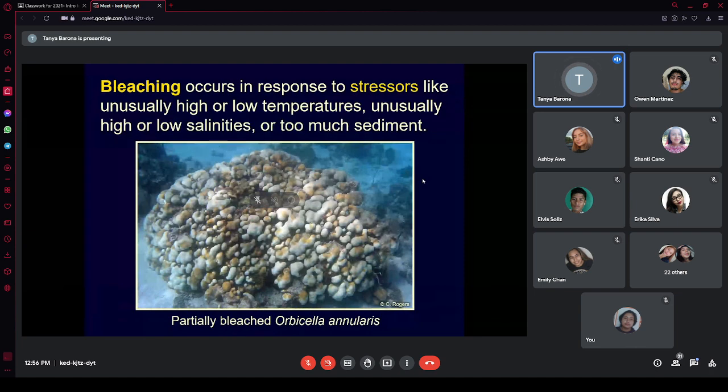Bleaching occurs when conditions are not favorable for the zooxanthellae or the algae anymore, so the algae is expelled. And this, given that the algae is what gives the coral the color, it then becomes white, which mimics bleaching, hence the name bleaching. And conditions can become unfavorable for a number of reasons. The most common one is from temperature changes in the water, but it could also be other impacts, for example, pollution or too much nutrients in the water or other factors.